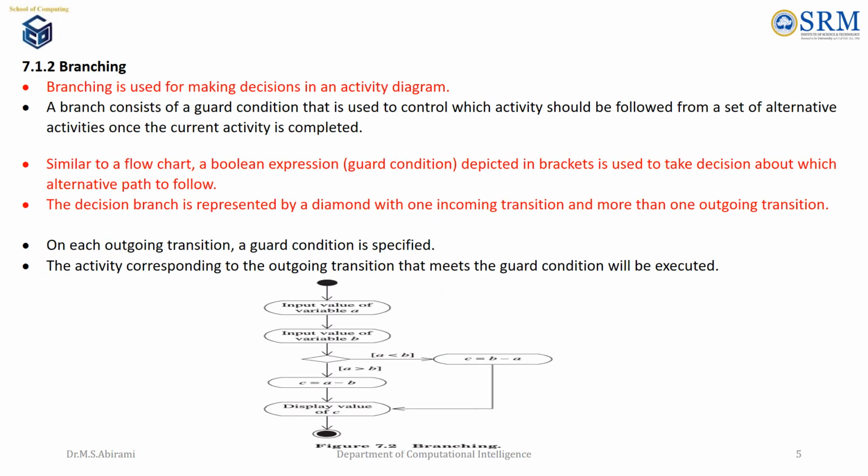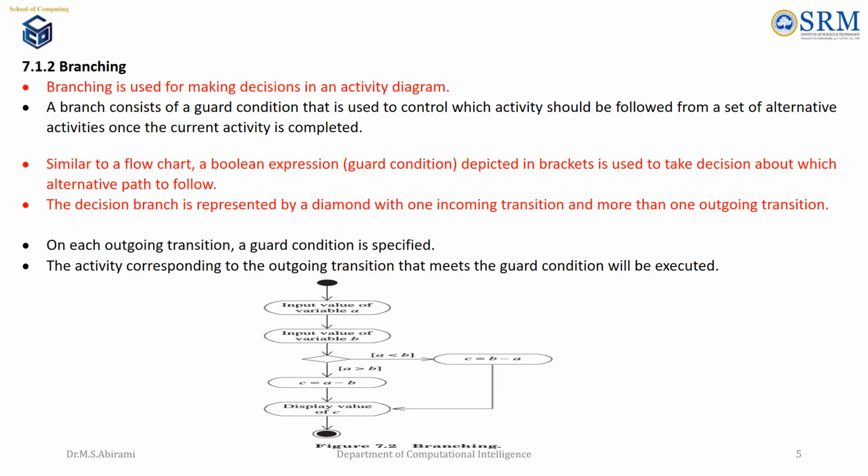The next is branching. Branching is used for making decisions in an activity diagram. Similar to a flowchart, a Boolean expression, that is the guard condition, depicted in brackets is used to take a decision about which alternative path to follow. The decision branch is represented by a diamond with one incoming transition and more than one outgoing transition.